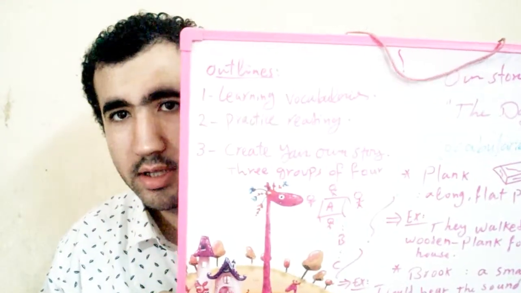Okay, today's class we're going to do three things. First, we're going to learn vocabularies. The second thing, we're going to read together. The third thing, you're going to create your own story. Oh my gosh, that's so lovely.